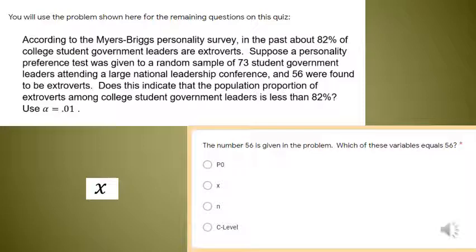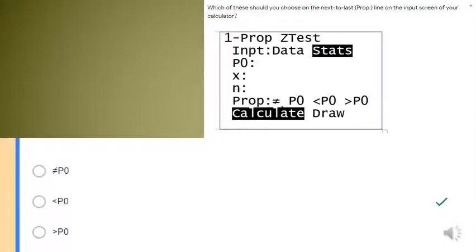It asks you which number in the problem 56 would be, what variable is that? Well, it's 56 out of 73 that were extroverts, and the smaller of those numbers is always x, the larger of the numbers would be n. So here it is x that's 56. And the P0 is the 82%, the n would end up being the 73. Goes on to ask you, should you highlight not equal, less than, or greater than in your calculator? Since the question says that the percentage is less than 82%, that's why you highlight less than.